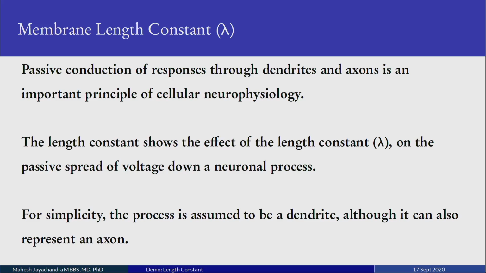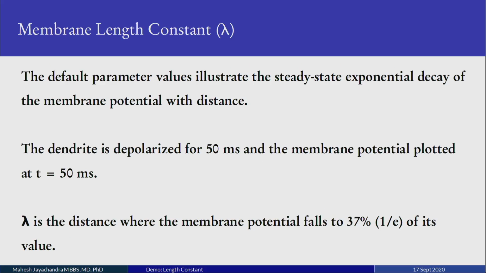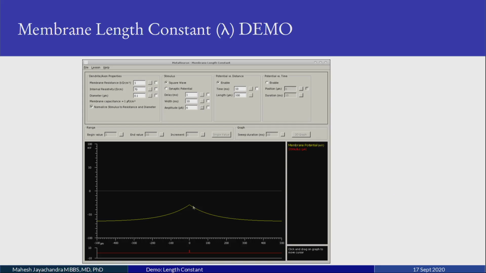Coming back from that digression, the length constant lambda shows the effect of the spread of voltage down a neuronal process, and again we're looking at distance, not time. Time was for tau. For simplicity, this process is assumed to be a dendrite, but it can also represent an axon. The default parameters illustrate the steady-state exponential decay of the membrane potential with distance, what you saw earlier. You see a stimulus being put in here, and then the decay over a distance.